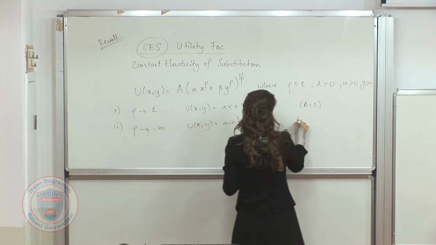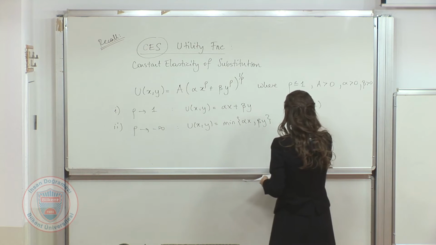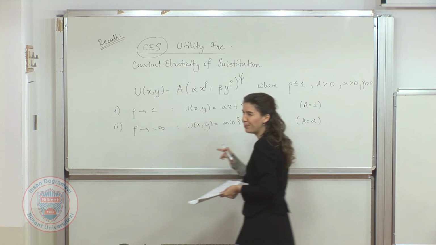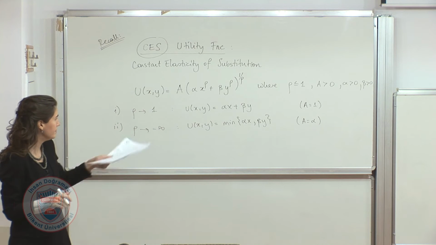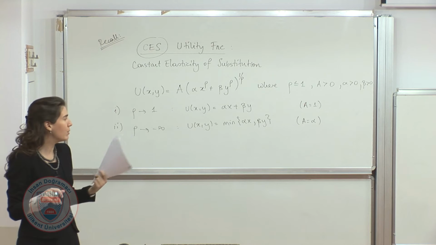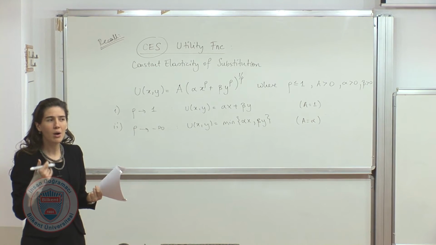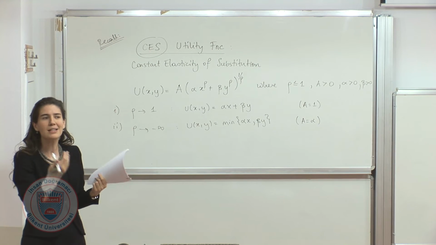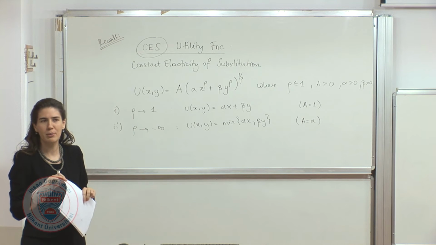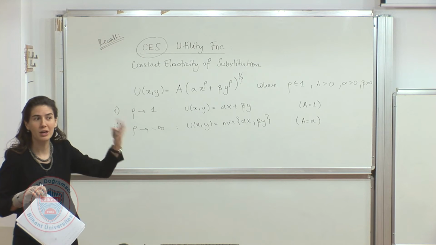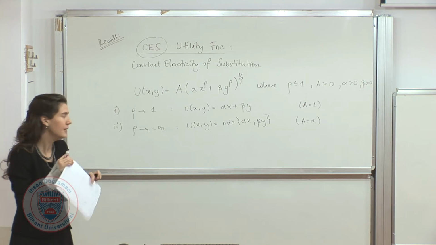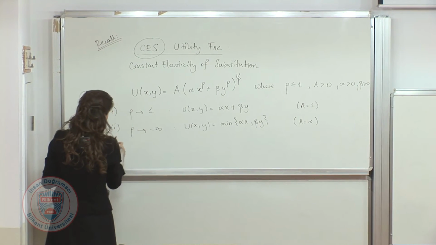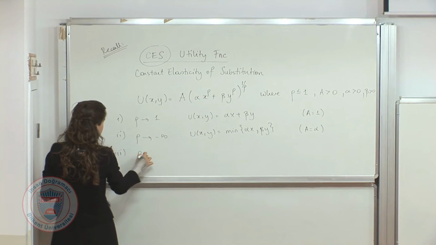And this also corresponds to some restrictions. We put A equal to alpha here, but remember, with a utility function you can always take a positive monotone transformation, meaning that you can always put a constant in front of the utility function, a positive constant. So this was the case for perfect complements.